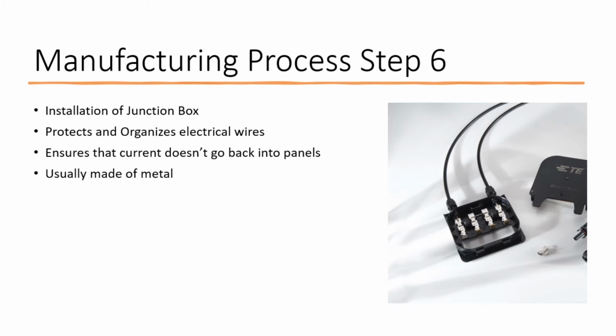This is almost like the engine of a car. Yes, you can have wheels and nice heated leather seats, but without that engine, the car isn't going anywhere. Just like the junction box. Without the junction box, solar energy can't be converted to electrical energy. It also ensures that the current doesn't go back into the panels. It makes sure it's drawing the solar and electric energy out of the panel.